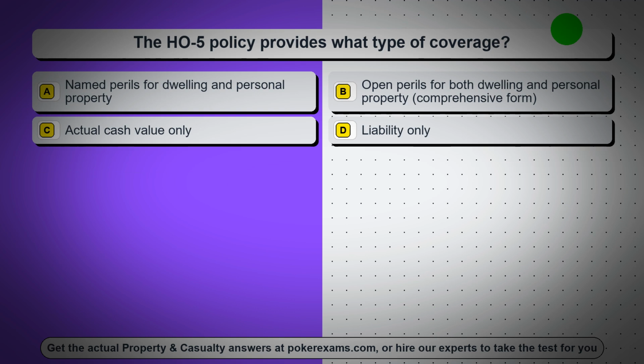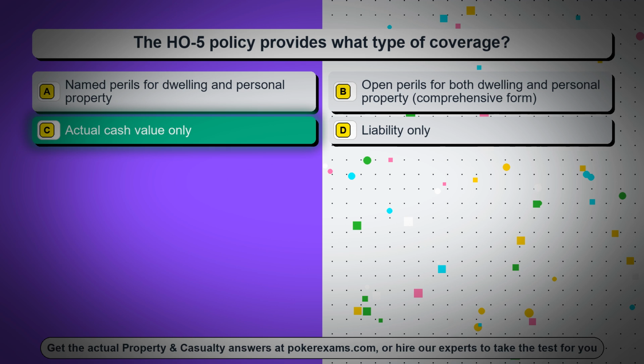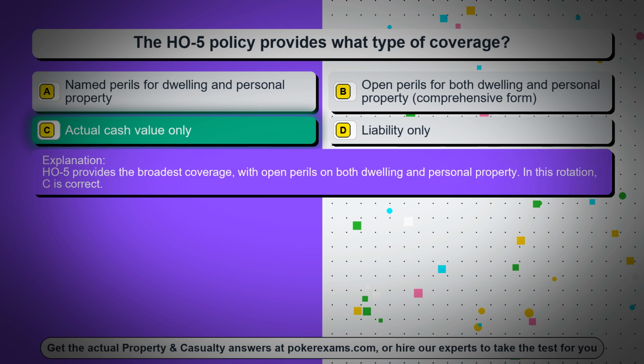Question 58. The HO5 policy provides what type of coverage? Option A, named perils for dwelling and personal property, option B, open perils for both dwelling and personal property, comprehensive form, option C, actual cash value only, option D, liability only. The correct answer is option C, actual cash value only. HO5 provides the broadest coverage, with open perils on both dwelling and personal property. In this rotation, C is correct.